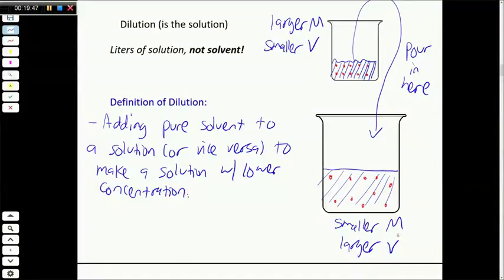Okay? And the key point, which I've tried to illustrate in this picture here, is that the moles of solute stays the same before and after the dilution. So we're not losing or gaining solute molecules. We have the same number at the beginning, just in a smaller volume, and we still have the same number of solute molecules here in the larger volume after the dilution.